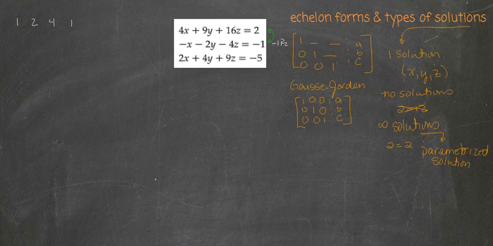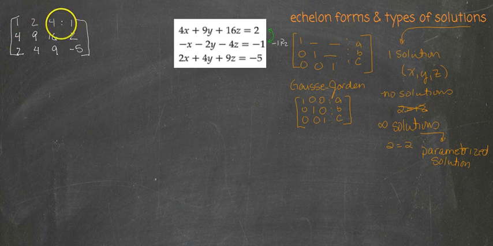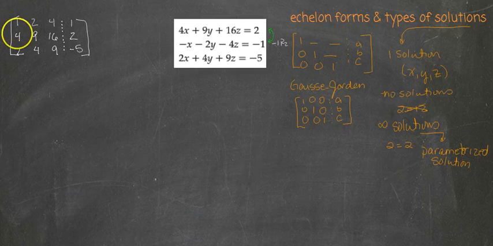Then what was my first row is now my second row, and so the coefficients are 4, 9, 16, and 2. And then now my third row I'm just going to keep in the same place, so that's 2, 4, 9, and negative 5. Put them in my brackets because these are matrices, and then it's augmented, so I'll put the dotted line. Okay, now I'm well on my way.